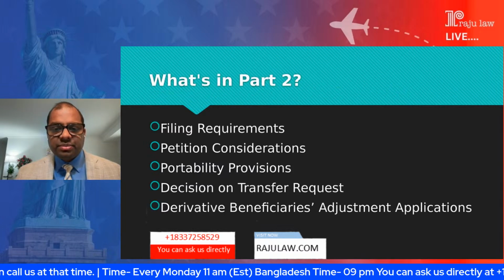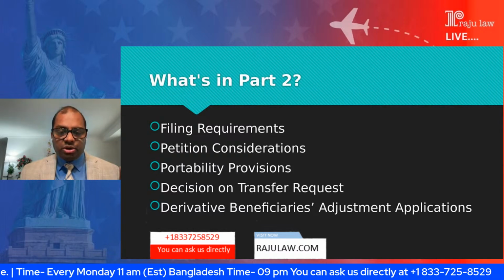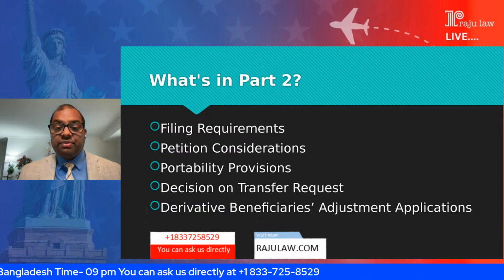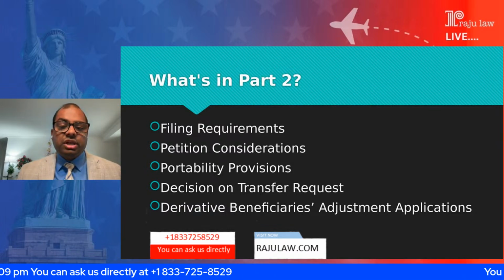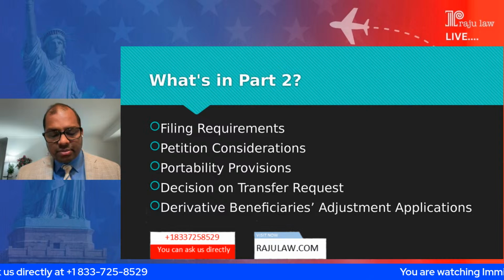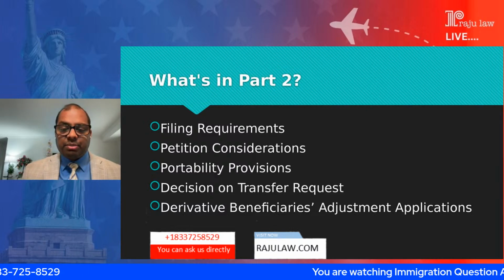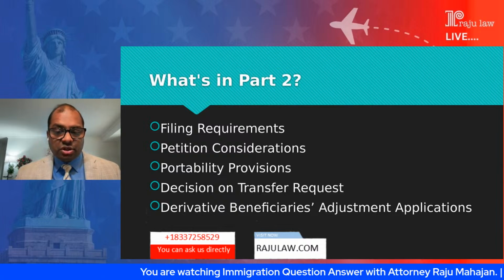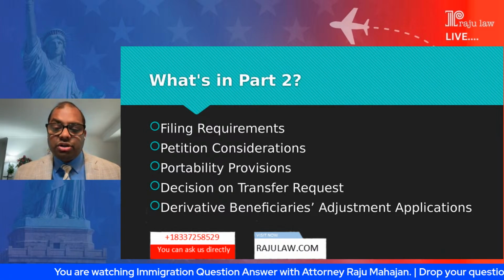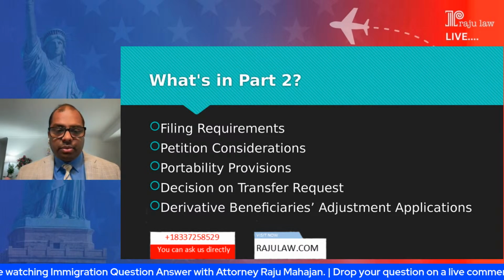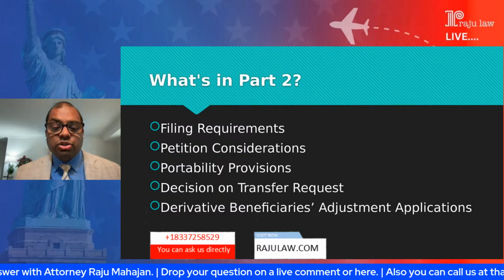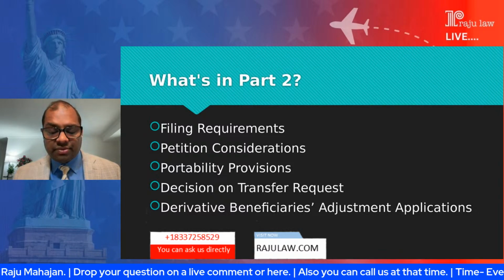All right, so what are we going to discuss today, what is in part 2? We are going to tell you the filing requirements and petition considerations. There are some things you need to consider before you submit your petition. Portability provisions, there are some provisions you must know. Decision on transfer request, how USCIS makes a decision and what the impact of that is. And also derivative beneficiaries and the adjustment of status application.